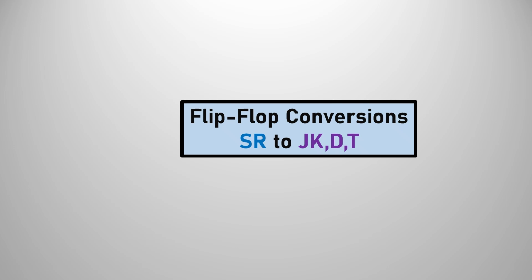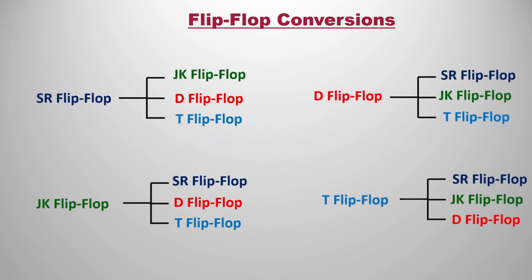In this video we are going to discuss flip-flop conversions: SR to JK, SR to D and SR to T. There are a total of 12 types of conversions. The first set is from SR to the remaining 3 flip-flops, then from JK to the remaining 3, from D to the remaining 3 and T to the remaining 3 flip-flops. So these are all 12 conversions overall.